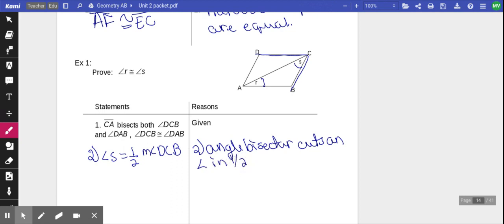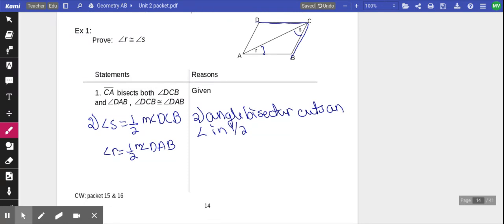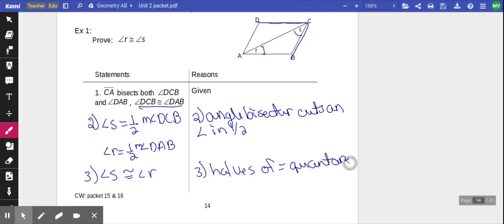And then the fact that CA also bisects angle DAB, that means angle R is equal to half of the measure of angle DAB. And it's for the same reason. So because it's the same reason, I can put it in the same step. Now, it's also given that DCB and DAB are congruent. So that means that angle S is congruent to angle R because halves of equal quantities are equal. Now, I do have to state that they're half of the thing first.